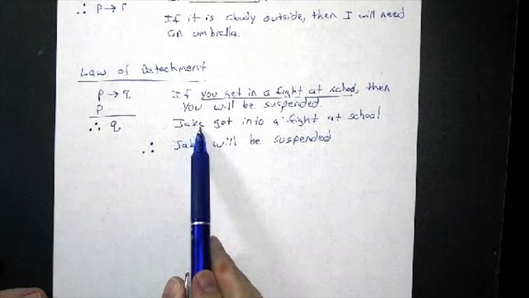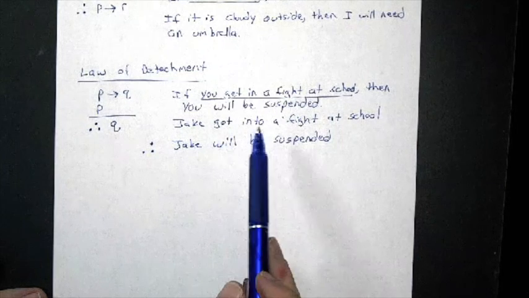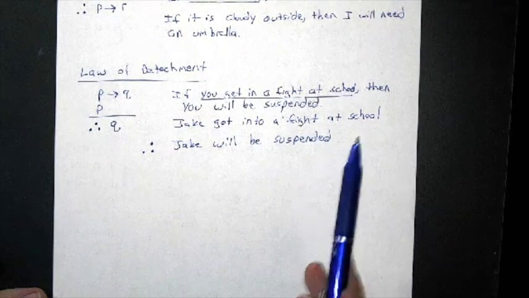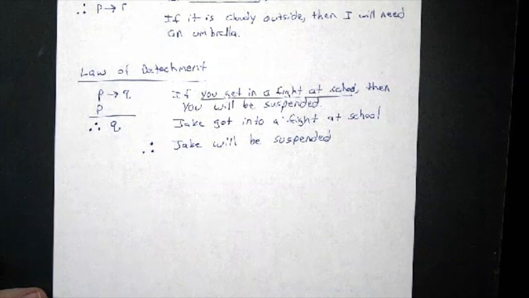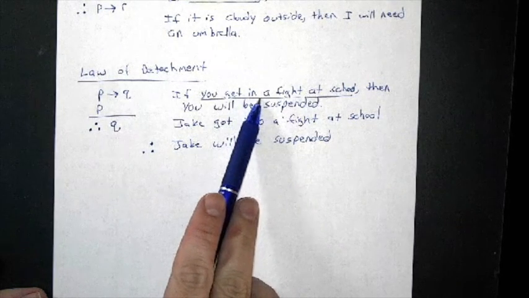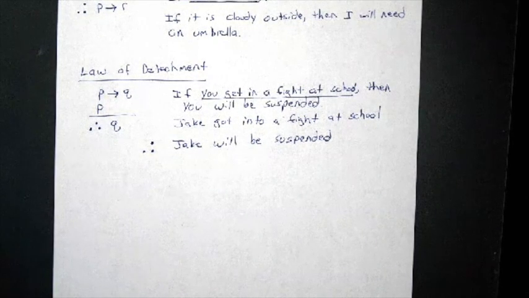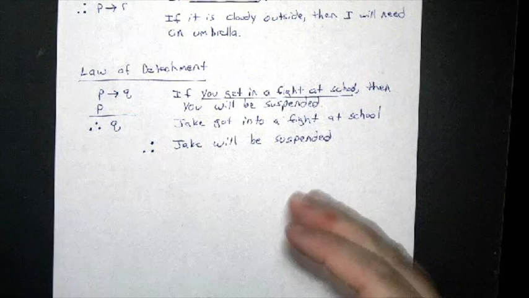And that only works if this statement verifies your hypothesis. If this said Jake did not get into a fight at school, then your conclusion would not be valid. You would just say no valid conclusion because it does not match or mean the same thing as the hypothesis of the first statement. Alright, that is all I wanted to review as far as notes.